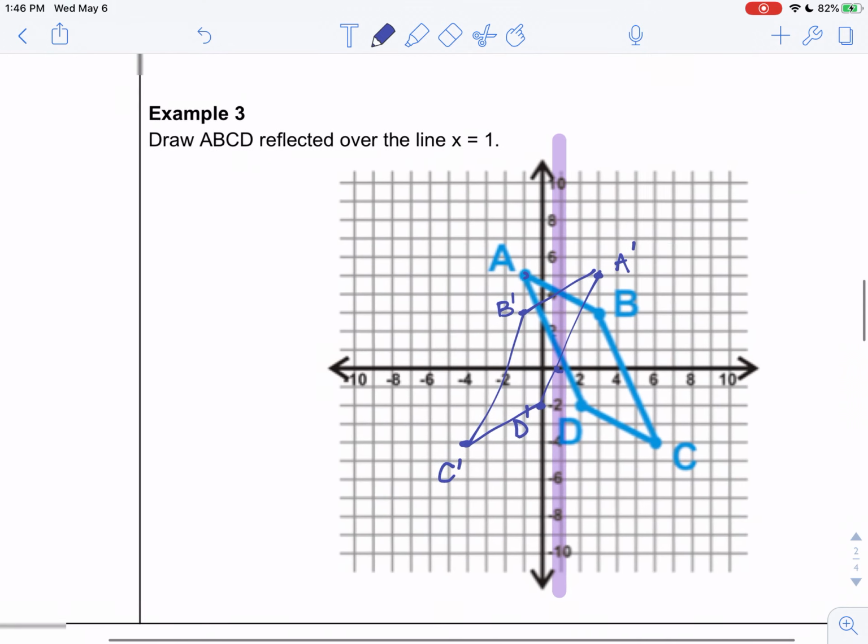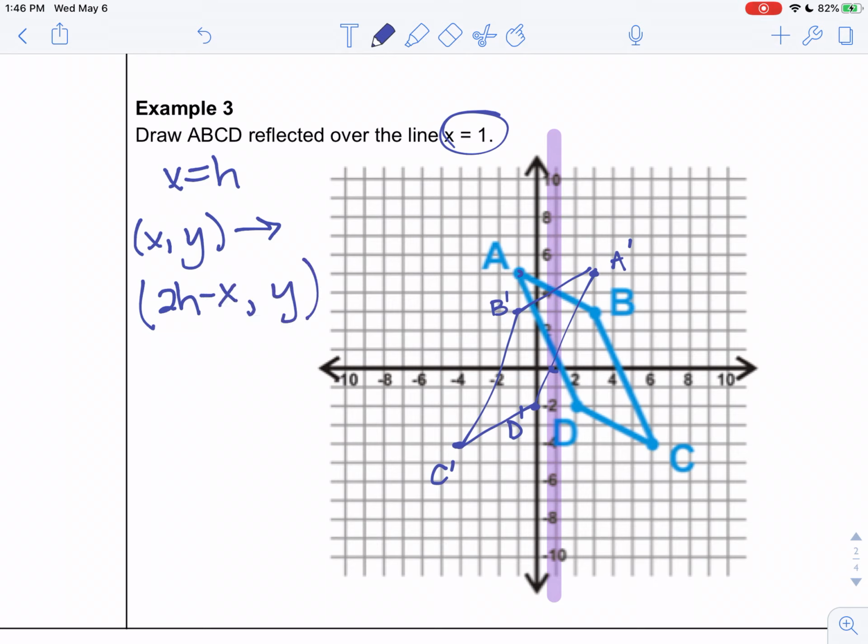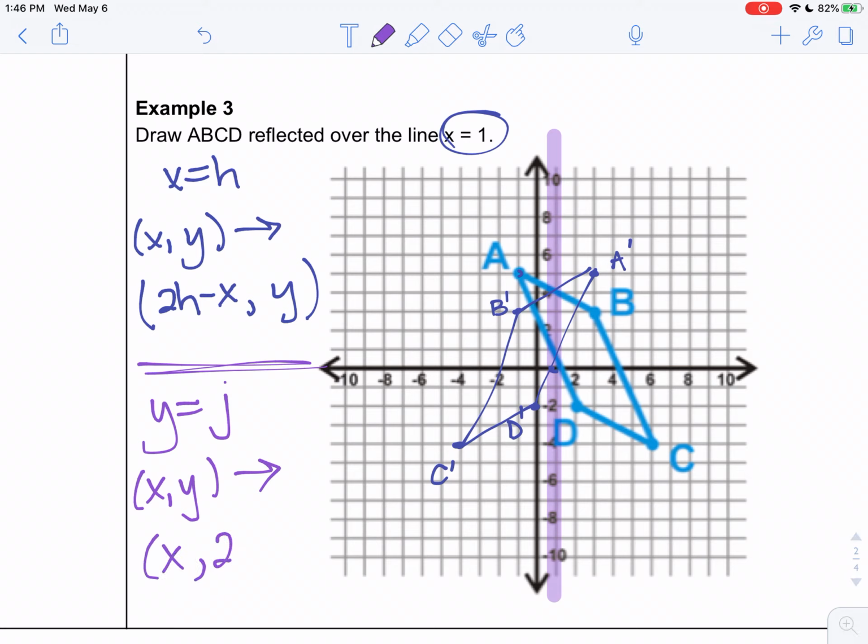Not super important for today, but in the future, if you ever wanted to write a rule for reflecting over x equals a number, in this case h, the rule would take the (x, y) coordinates and you would take 2 times that x value. So in this case, x is 1, so it would be 2 times 1, or 2, minus x, comma y. If you ever wanted to reflect over a line like y equals j, for example, (x, y) would get mapped to (x, 2j minus y). That's not something you'll have to worry about for today, but later on when we're writing our own rules and throwing a bunch of stuff together, that might be something good to keep in mind.